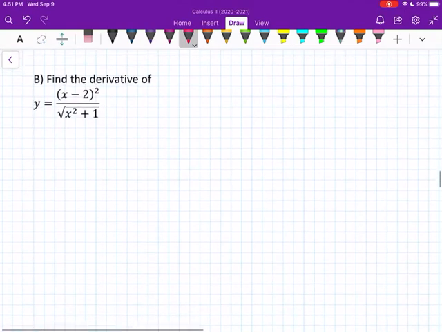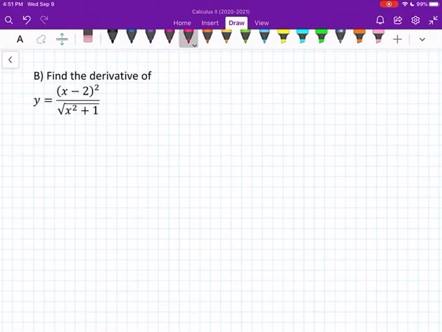Next example, find the derivative of y equals (x minus 2) squared divided by the square root of x squared plus 1. Oh, and for this one, we also got to make sure that x cannot equal 2. That should be part of the problem. I forgot to type that on there. I apologize. All right, so this one, we're going to use a trick.